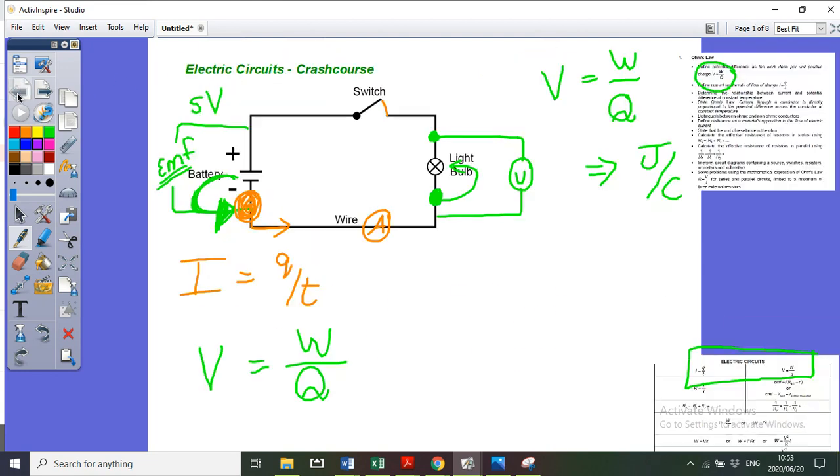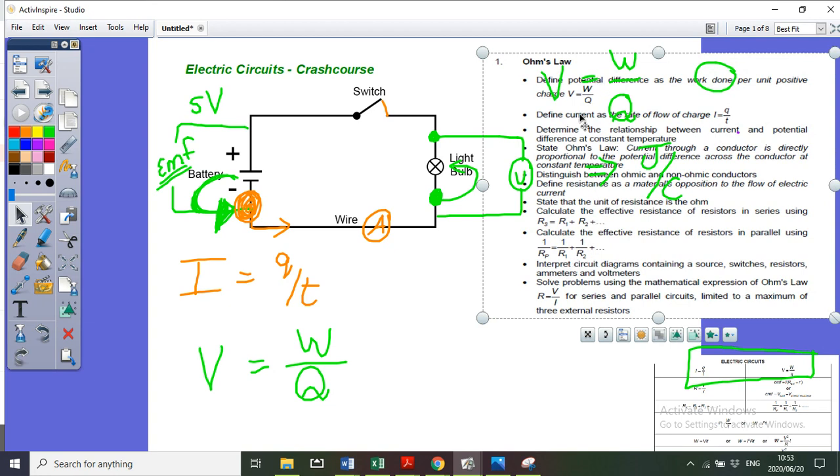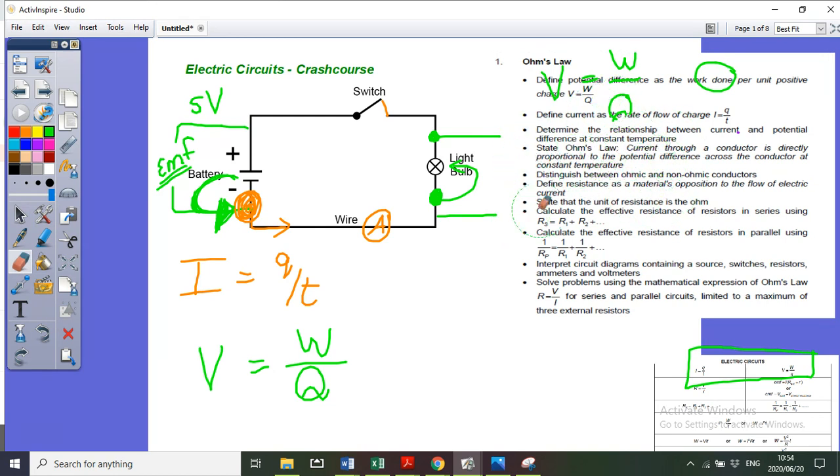If I go to the SAGs quickly, if you look here at the definition, Ohm's law, now it's hiding underneath. Ohm's law says the current through a conductor is directly proportional to the potential difference across the conductor at a constant temperature. So its current is directly proportional to the potential difference. Some teachers are pedantic about the way you give it, so just give it in the right order.